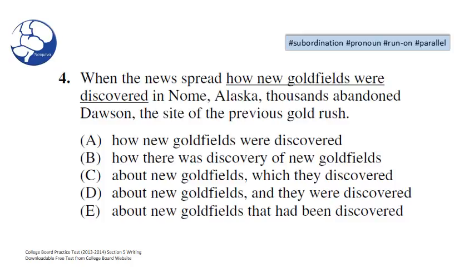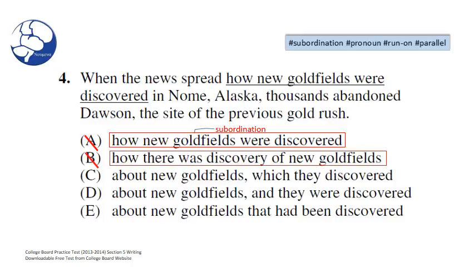And here's our problem. Since how new goldfields were discovered is trying to take the position of an object in our sentence, and we've already established that spread is an intransitive verb, we're trying to force an object behind an intransitive verb. This causes a subordination error. So this is why A is wrong. We're trying to force an object behind an intransitive verb that doesn't take on objects. We have the same error in B. B is also a noun clause. Again, noun clauses can take on the position of a subject or an object in the sentence, and in this sentence, these noun clauses are trying to take the position of an object, and they're trying to force their way behind an intransitive verb, spread, which is incorrect.